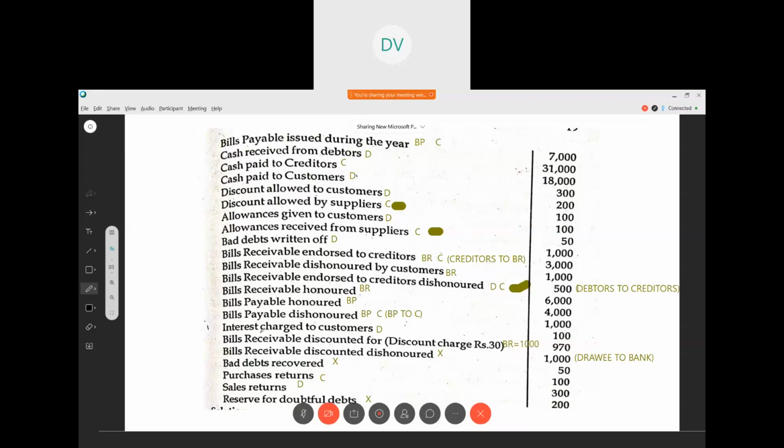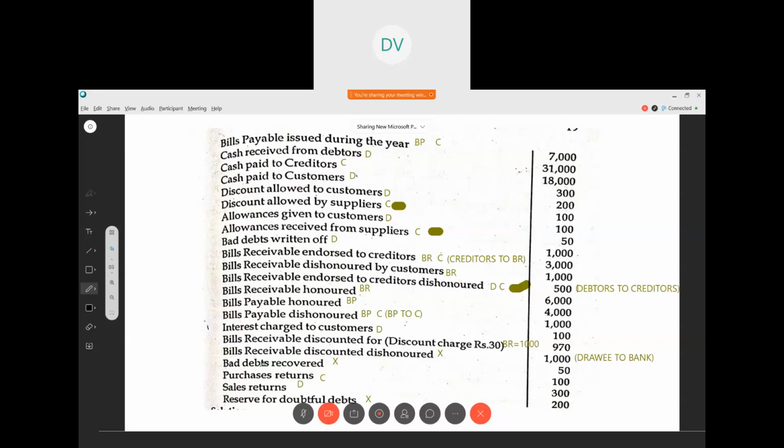Interest charged to customers. Customers are debtors. Bills receivable discounted for rupees 970. Discount charge is 30. That means what? Total bills value is 1000, and we are discounting it. So what will happen? Bill goes out, right? So bills receivable account we have to write.